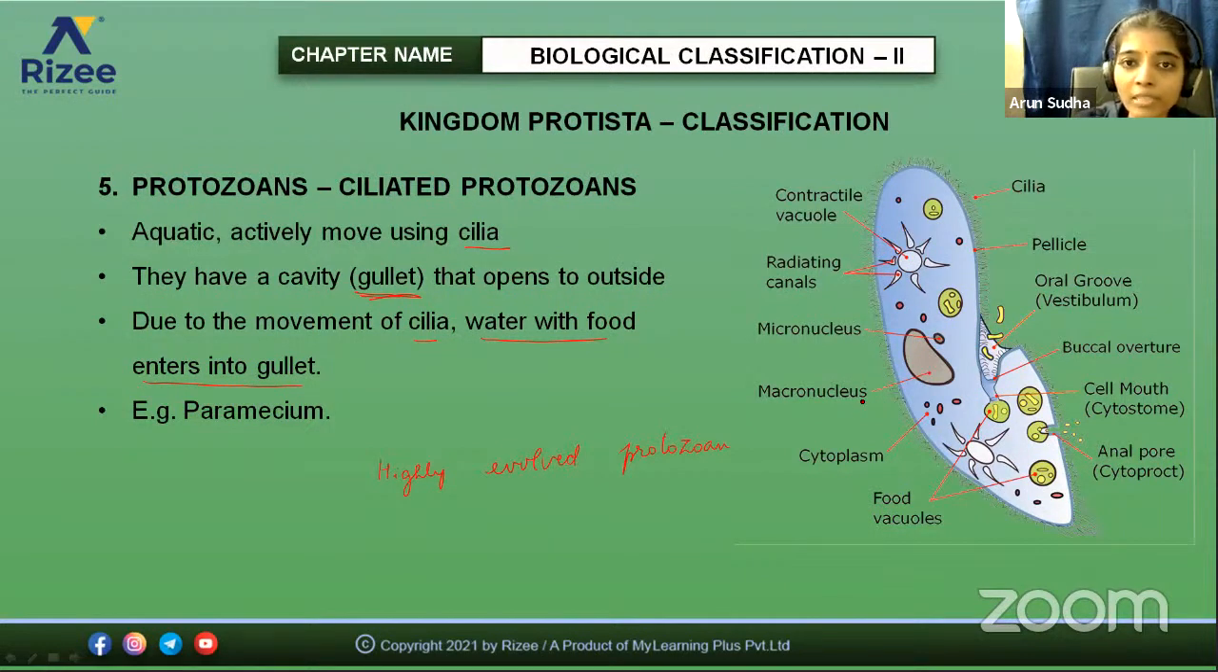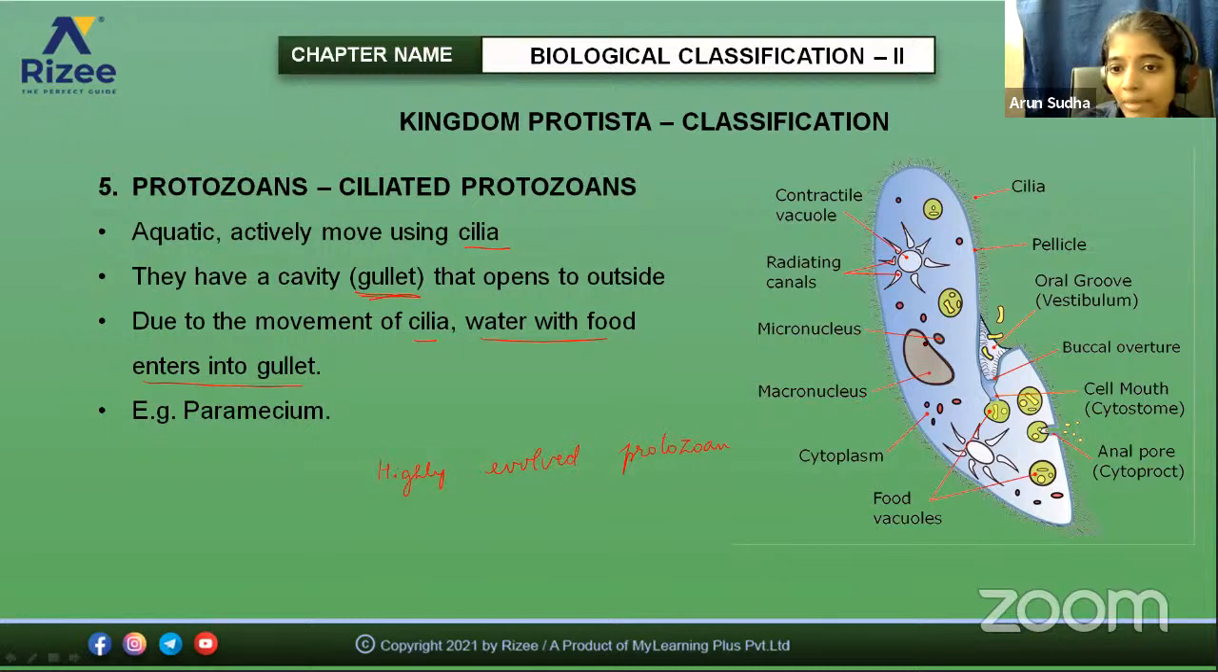Similarly, in the case of amoeboid protozoan, we saw that the pseudopodia help in locomotion and also in feeding. Then in flagellated protozoan, we saw the role of flagella. And in ciliated protozoan, the cilia mainly help in locomotion and also in feeding. Due to the movement of the cilia, water with food enters into the gullet and into the body. And they have two types of nucleus.